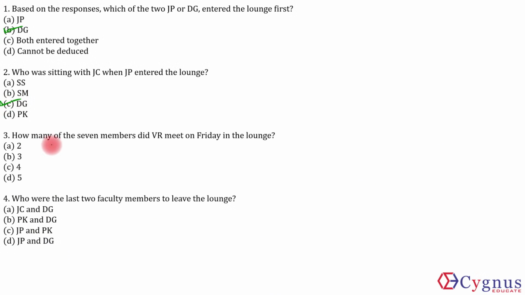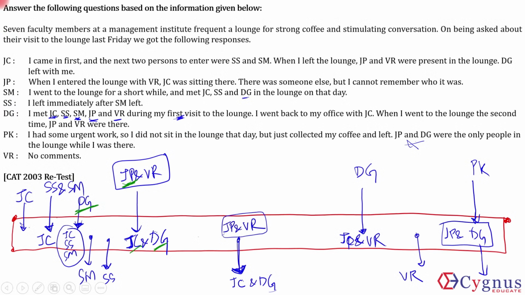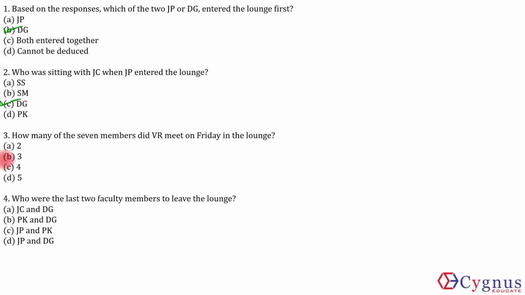Third question: how many of the 7 members did VR meet on Friday in the lounge? So whom does VR meet? This is the point where VR comes in. Okay, so VR meets JC, VR meets DG. Now this is the point where he leaves, so he meets no one else. Now here VR meets only JP and DG. So VR also actually met JP because VR entered with JP only. So there are 3 people VR meets. So VR meets actually 3 people only, so the answer will be option B, 3.